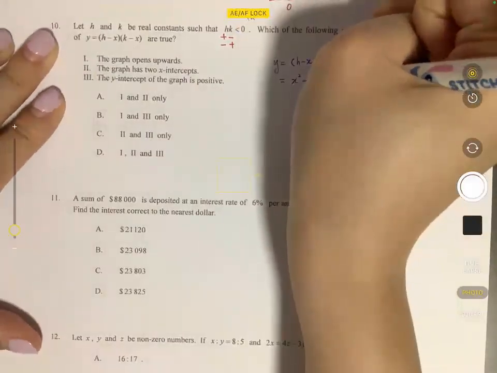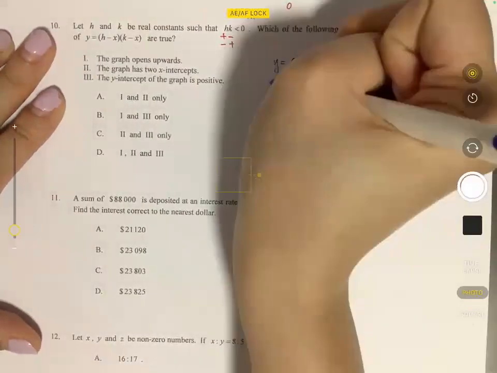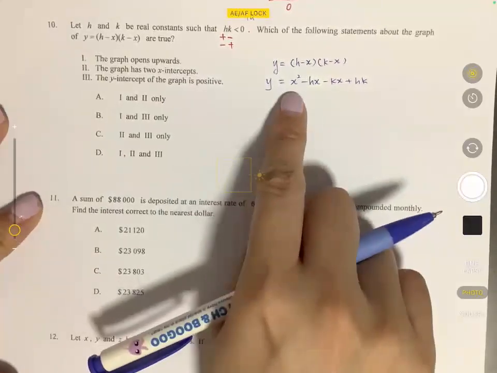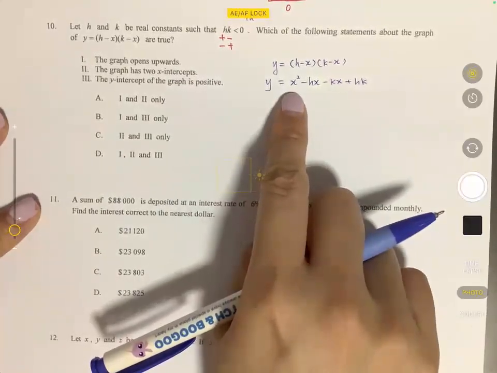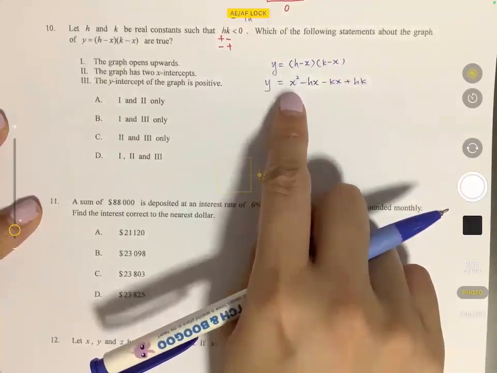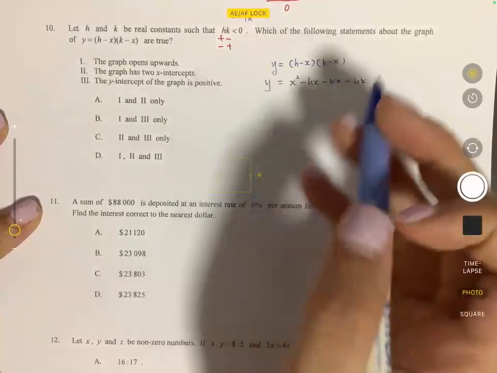So x squared minus hx minus kx plus hk. If I expand all the things, I'll do it like this. After we expand, we see that a is 1, right? The coefficient of x squared is 1. So if a is positive, then the graph should open upwards. So 1 is correct because a is 1. Then the graph is a happy face.